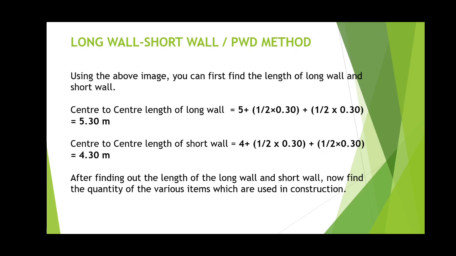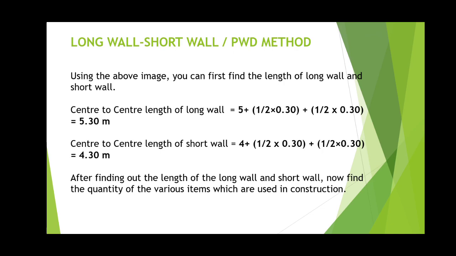As discussed in earlier lectures, in the long wall short wall method we have to divide the whole building into a number of walls. The first type of wall is the long wall and the second is the short wall. It is not defined that if the length of a wall is more then it is called a long wall, but as per our convenience we will take the wall having more length as the long wall.